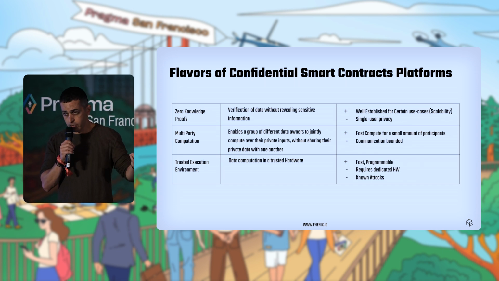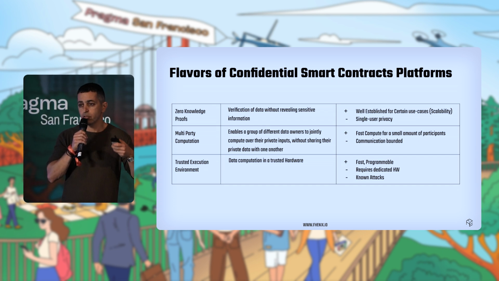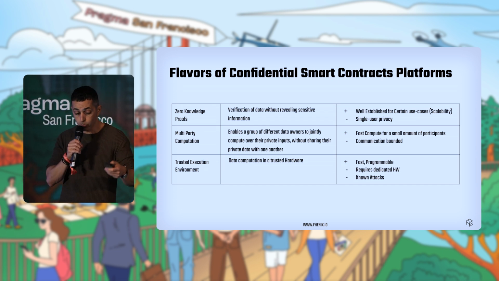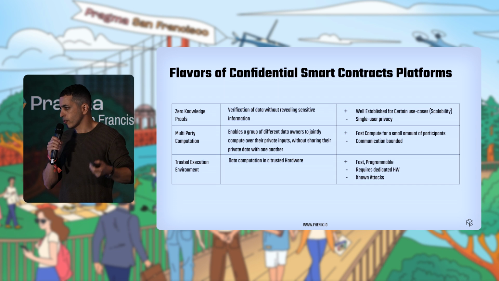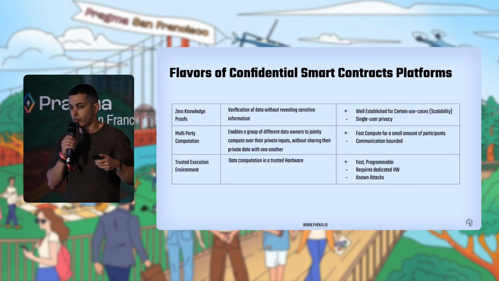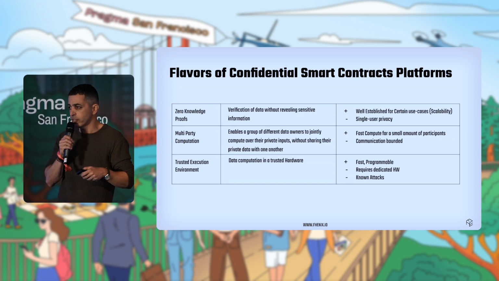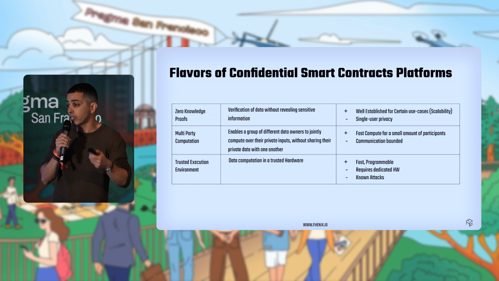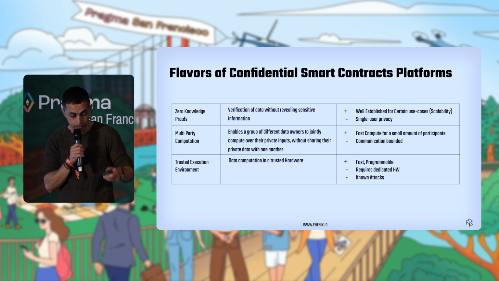And the last one is trusted execution environment, TEEs. You can compute inside a secure hardware. It's fast, it's programmable, but the problem is that you need to trust the hardware, and they're prone to side channel attacks, and when there is an attack on the hardware, it becomes quite complex to fix it.